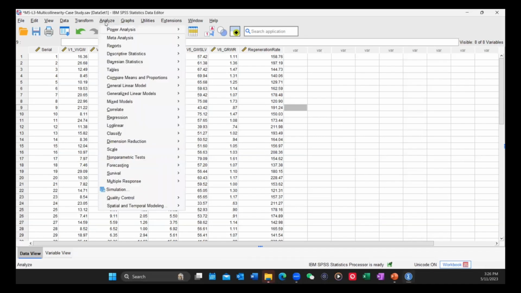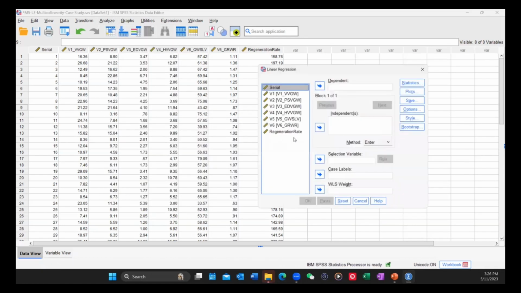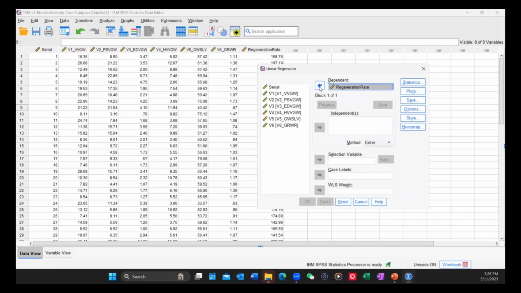We are going to go to Analyze, Regression, and Linear. In this case, the liver regeneration rate will be the dependent variable, and we have 6 other independent variables, and we include them into the independent panel.